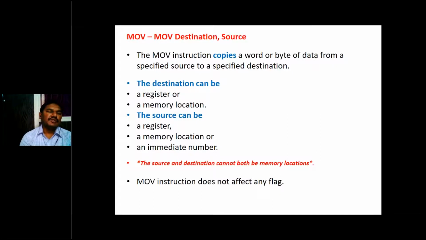Before execution, these two can act as input. It may be a register, it may be memory. It can be a register, it can be a memory, but it can also be an immediate number. And one more thing we have to remember, very important for interview purposes: the source and destination cannot both be memory locations at a time. This is very important, we have to remember.